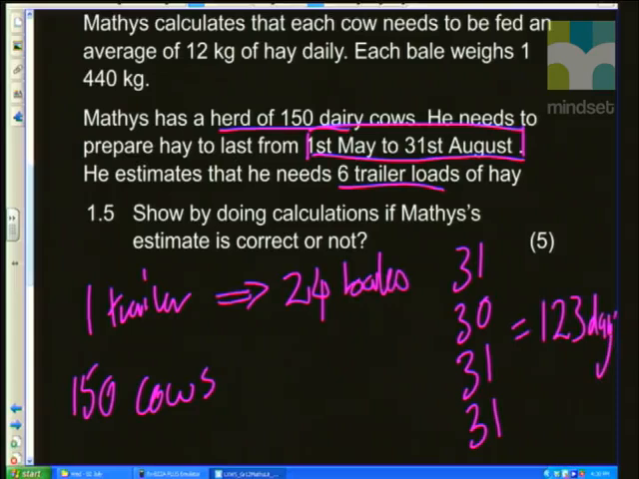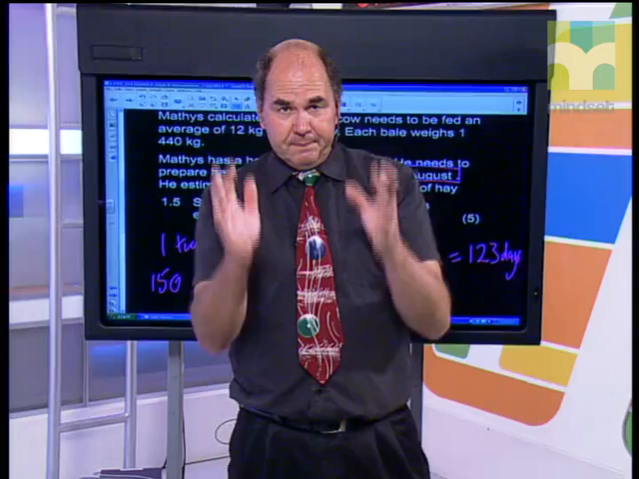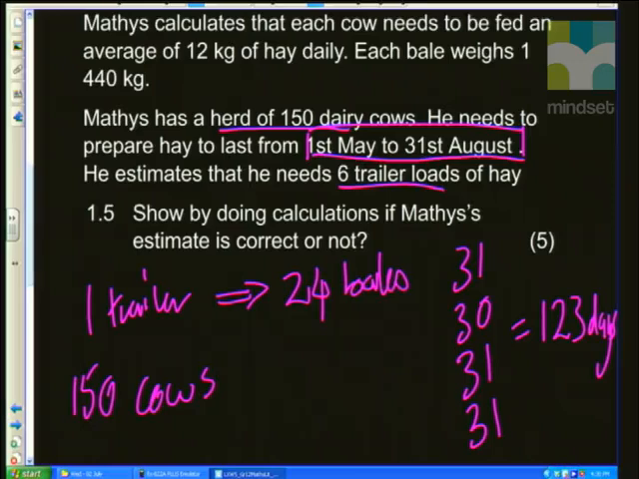Now, unfortunately, our graph doesn't really help us too much because the graph was for one bale, but it might be useful in a certain sense. So we know we want to keep 150 cows fed for 123 days. How many bales are we going to need? Hey, that's quite a tricky question. I think, you know what? You need to have a think about it and see if you can give me the answer, and we'll come back to it directly after the break.